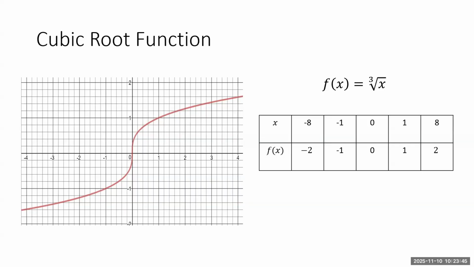Next, I have the cubic root function. In the picture given, I have an XY grid with the cubic root function depicted passing through the point of origin, 0, 0. I have a table with two rows, x and f of x. In the x row, I have -8, -1, 0, 1, and 8. In the f of x row, I have -2, -1, 0, 1, and 2.